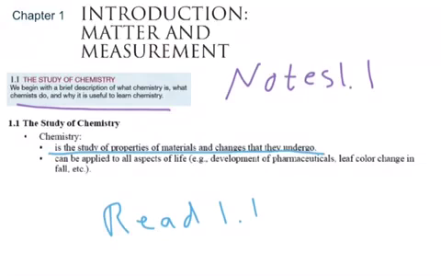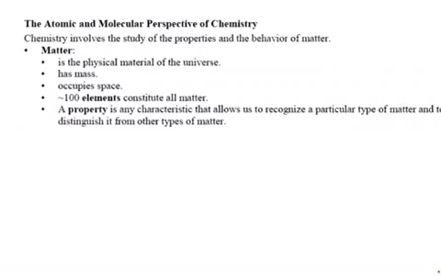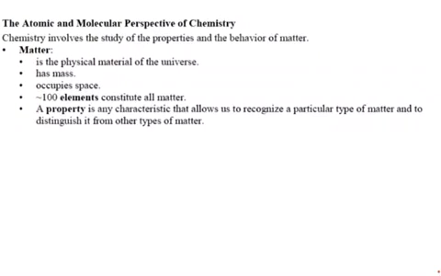And chemistry, one of the reasons it's important is it can be applied to all aspects of life, such as pharmaceuticals, color leaf change in fall, and many other things. And as we continue on, we get to what the textbook refers to as the atomic and molecular perspective of chemistry. So, chemistry involves the study of properties and the behavior of matter. So if we're going to talk about behavior of matter, we need to know what matter is.